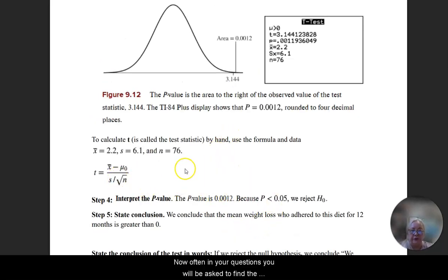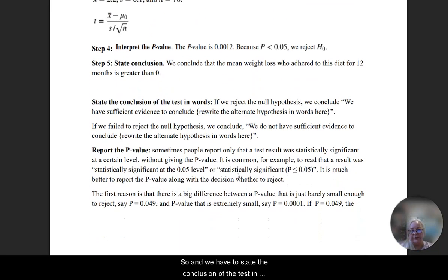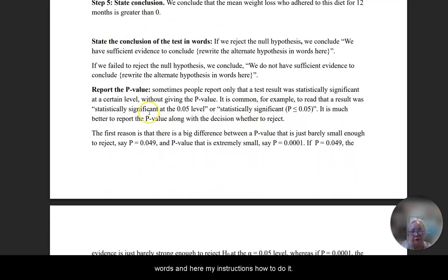Now, often in your questions, you will be asked to find or calculate the test statistic T. I tell you this is the formula, but you don't need to do it by hand, because once you use the t-test, you will find the T as well. And we have to state the conclusion of the test in words, and here are my instructions on how to do it.